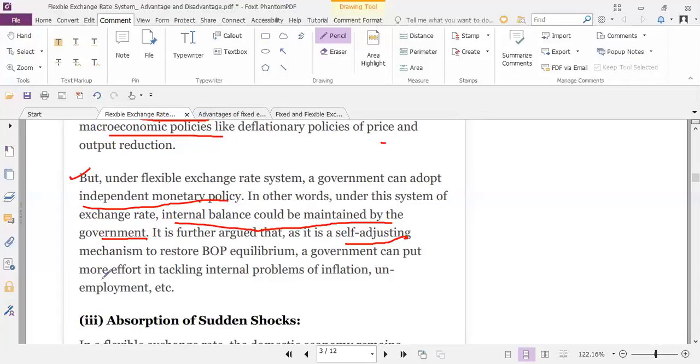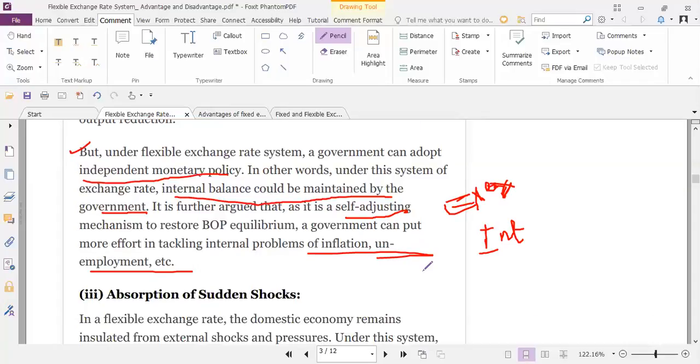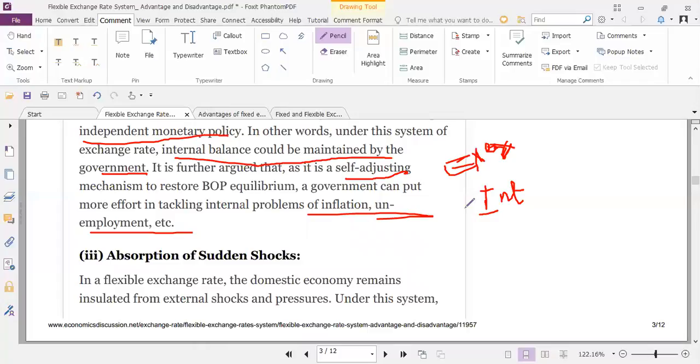A government can put more effort into tackling internal problems of inflation and unemployment. The external problem will be left to the market under flexible, and it will automatically get adjusted, whereas internal problems are looked at by the government. The government can handle the internal problems, whereas the external problem can be left to the market, right? So there is no collision between external and internal policies under flexible.